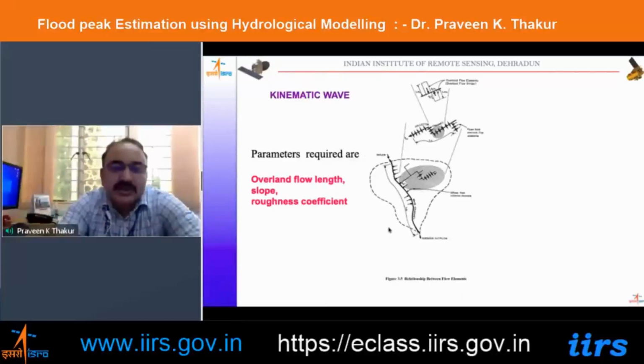And you can also use the kinematic wave method, where the entire overland flow can be considered as two planes, and for each plane you identify the overland flow length, and you also identify the slope and the roughness coefficient. Once runoff gets generated from each of these planes, it will be collected by these conduits or the river streams, and then from the river streams it will reach the main river. Later on, once it reaches the main river, you will be asked to choose the routing method for this one.